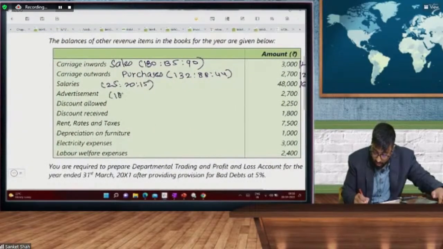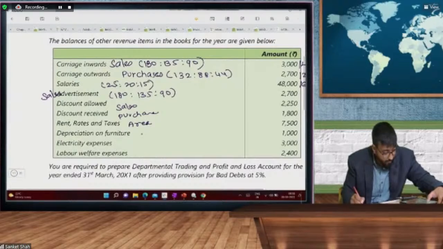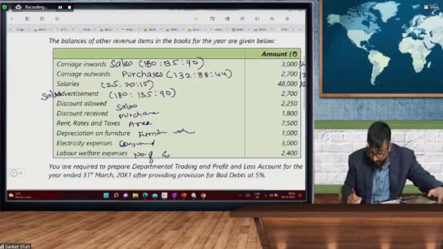Advertisement, sales ratio, sales. Discount allowed, sales ratio. Discount received, purchase ratio. Rent, area. Depreciation, furniture value. Electricity expenses, consumed. And labor welfare, number of employees.